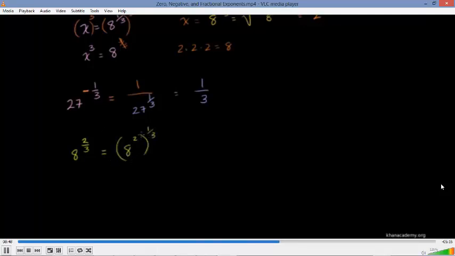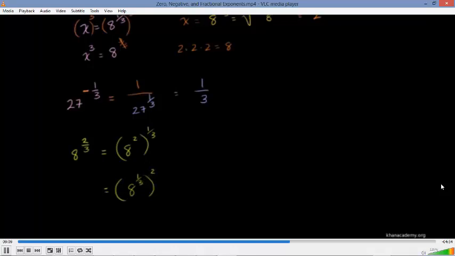How do I know that? Well, if I multiply these two exponents, I get 2/3. So 8 to the 2/3 is the same thing as 8 squared, and then the third root of that. You can view it the other way. This should also be equal to 8 to the 1/3 power squared. Because either way, when I multiply these exponents, I get 8 to the 2/3.